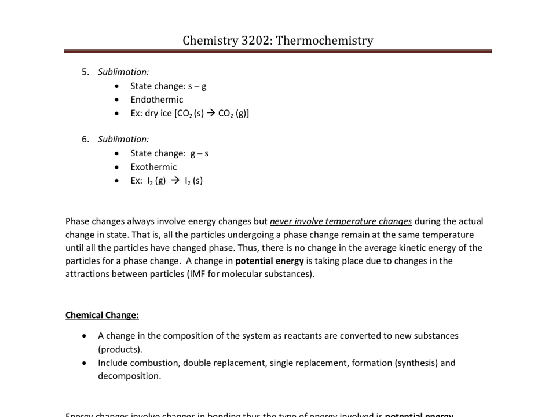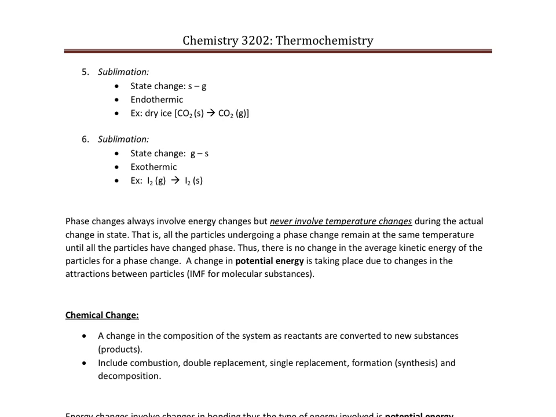Please be aware of the 6 different types of phase changes, which ones are endothermic and exothermic, and the proper names for all. Phase changes always involve energy changes, but never involve a temperature change during the actual change in state. For instance, water boils at 100 degrees Celsius. At 100 degrees Celsius, all of the liquid particles will be converted to gas particles before you'll see a change in temperature to 101 degrees Celsius.